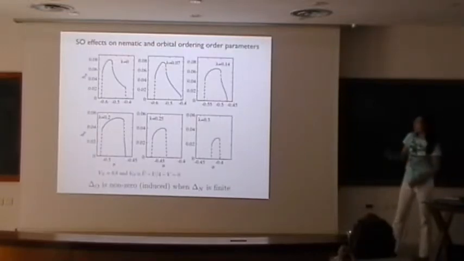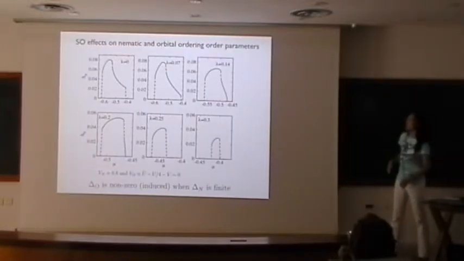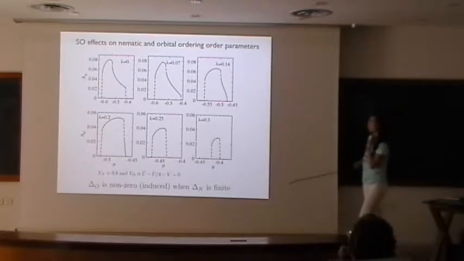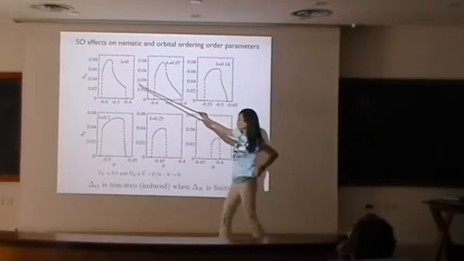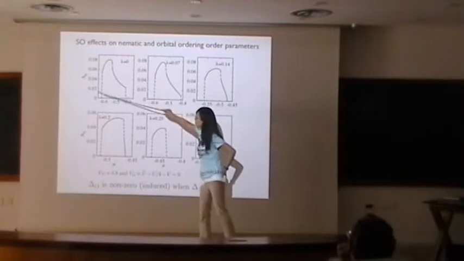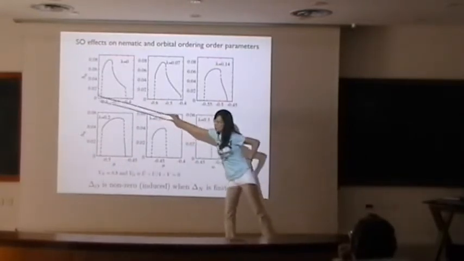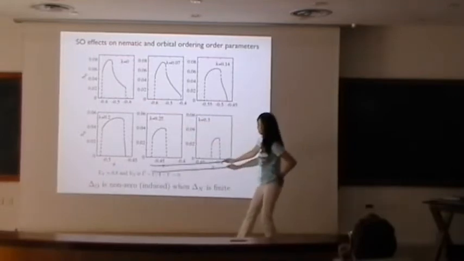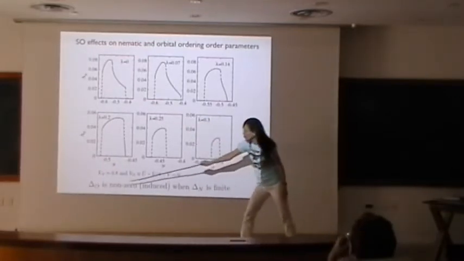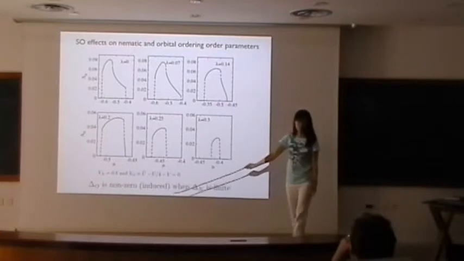Now look at this one, just changing the spin-orbit coupling and see what happens. So we've set lambda equals zero. We do see this crossover transition. And because of the spin-orbit coupling, when the nematic, which is the yz orbital, is finite, delta O, which I'm not showing here, is always non-zero because it's induced.